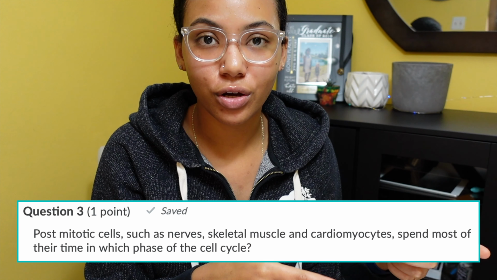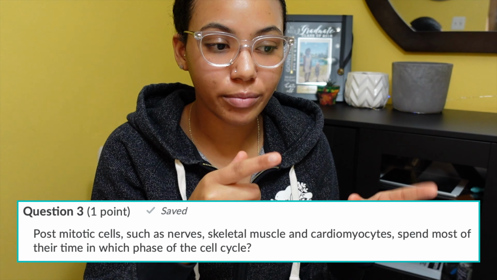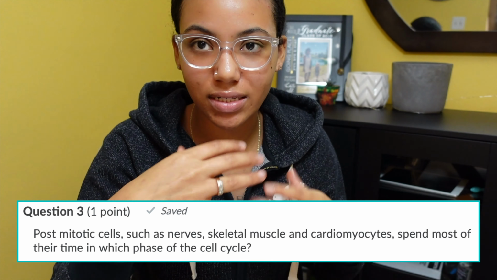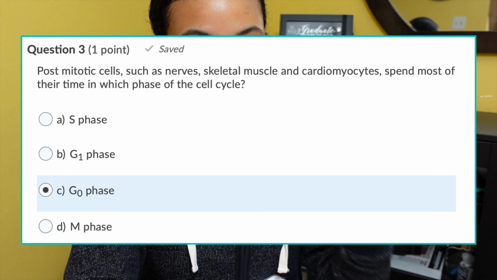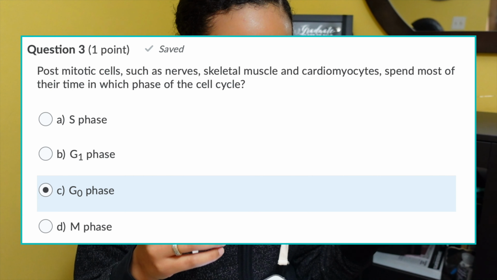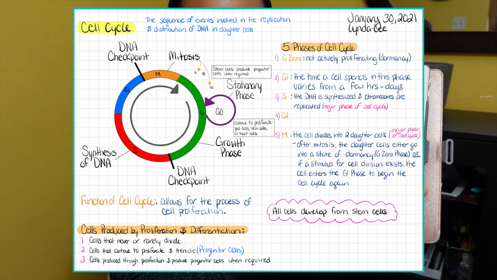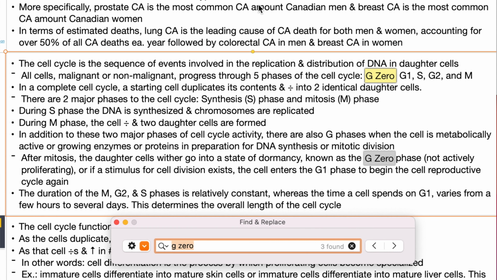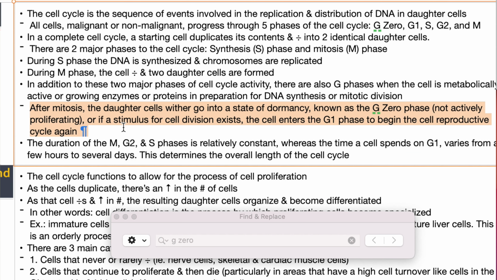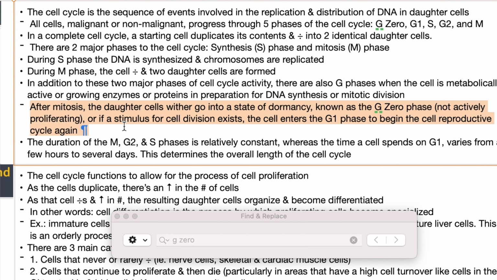The next question here, this is something I'm not even gonna go into the written notes for. I'm just gonna go straight into the lecture notes that I did with my teacher over the Zoom call, because I know we discussed that in the lecture. So my answer to this question is gonna be G0, and I've confirmed that one way already with this diagram. The other thing I can do is just type in G0, because I know I did that at some point. So after mitosis, daughter cells go into a state of dormancy known as the G0 phase. The cells are not actively proliferating. I have my answer from there.